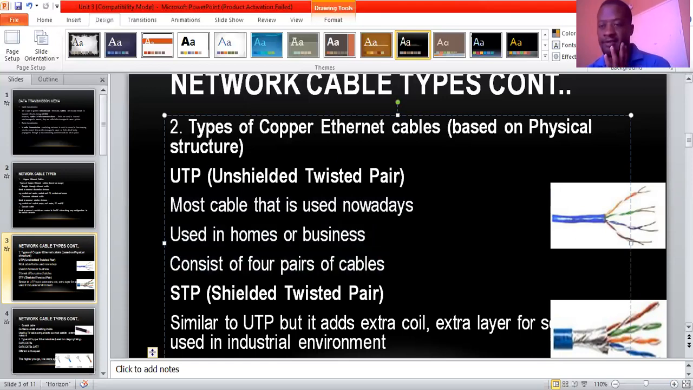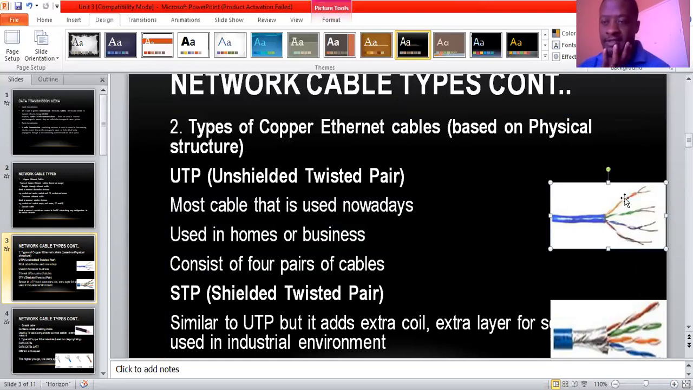Okay, so if you look at this UTP here, you've got the first pair here, and the second one, and the third one, and the fourth one. So it consists of 4 pairs of cables. Okay, and these cables are also insulated, right?